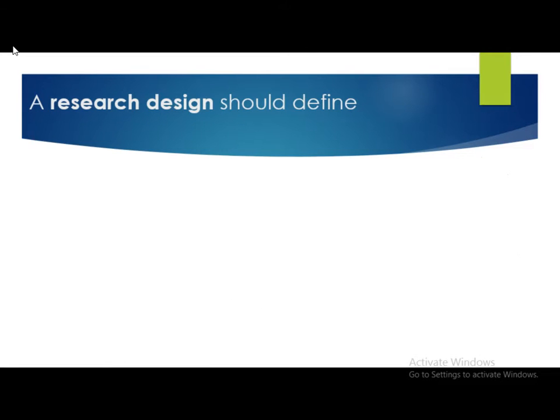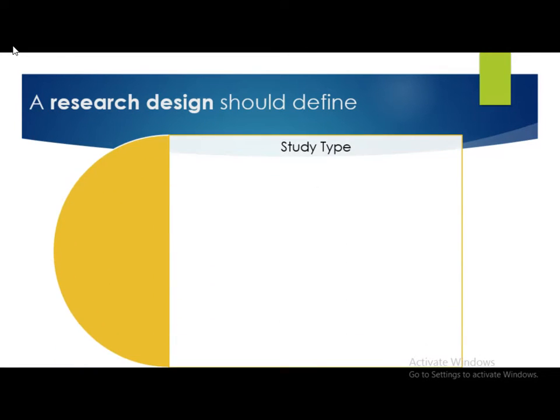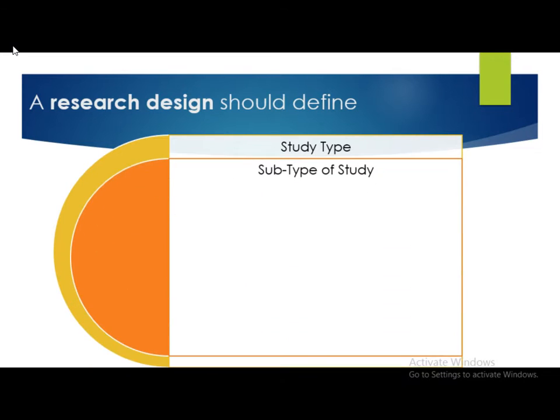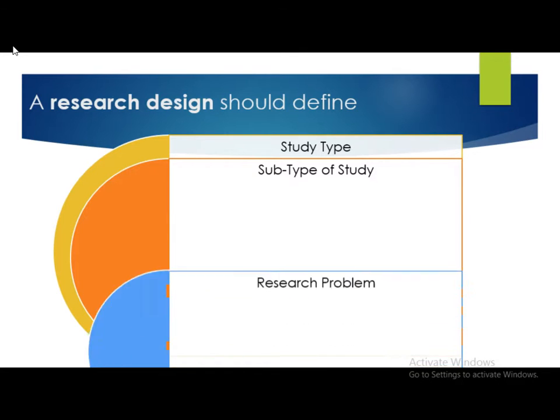A research design should define and include, first, the study type. That means whether your research is descriptive, exploratory, correlational, experimental, etc. That should be mentioned in the study type. Then there is a subtype of the study. If your research is descriptive, you have to define whether it is cross-sectional, longitudinal, or a case study. So study type and subtype should be defined in the research design.